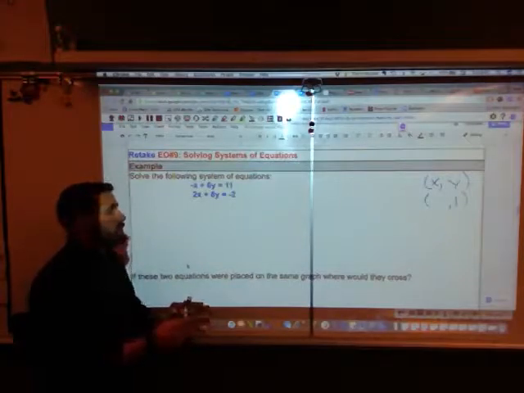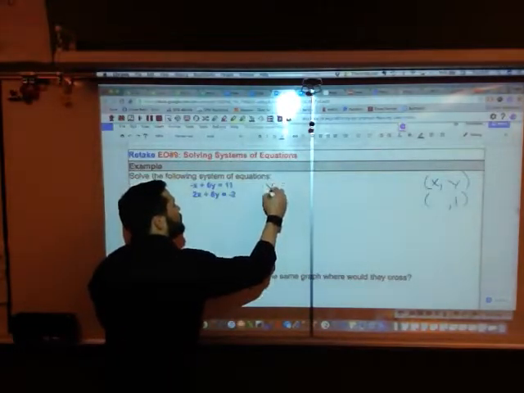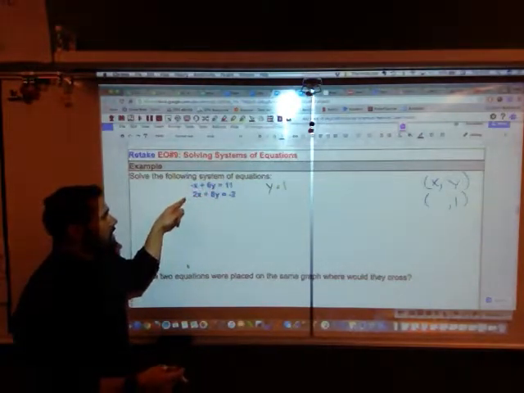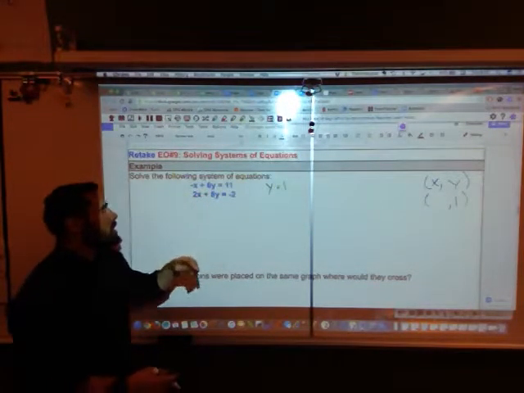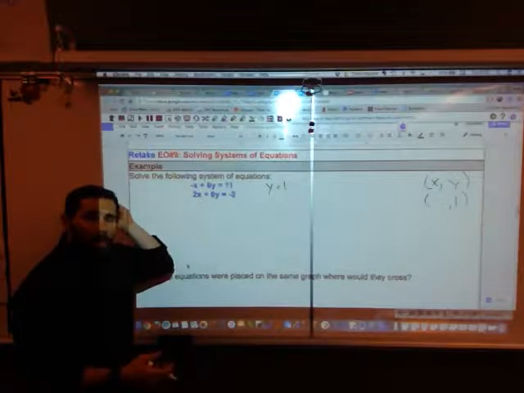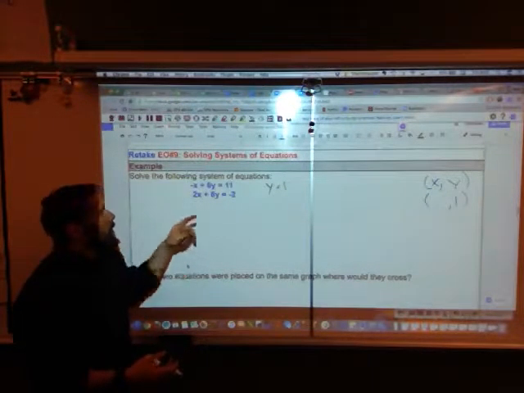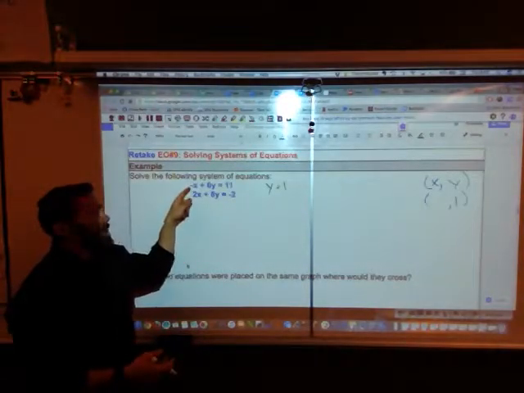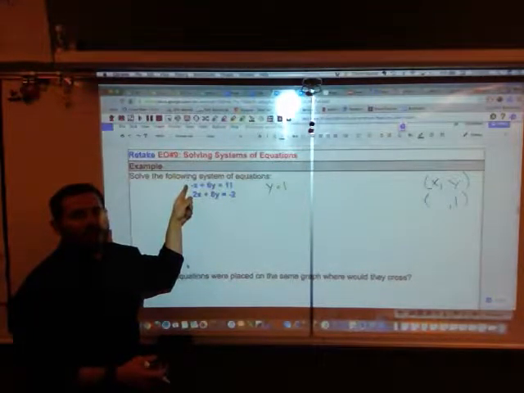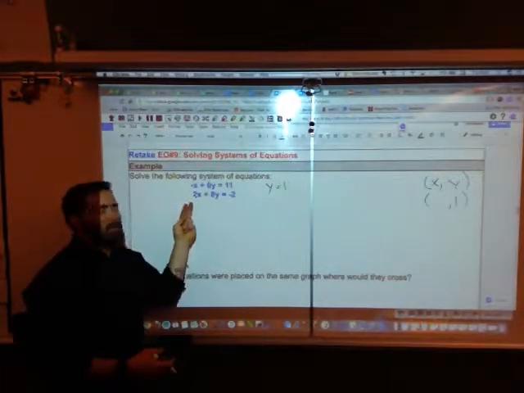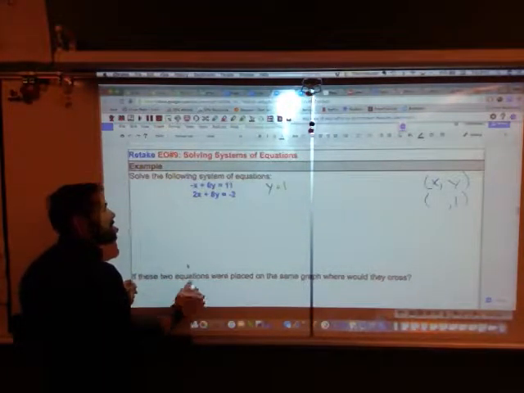I know what the y value is. The y value is a 1. I can take that y and plug it in here, or I can take that y and plug it in here. Doesn't matter. I'm going to go with the second one. I don't like this negative here, or this negative x. I like this because they're all positives, so I'm going to go there. They're bigger numbers, but I don't care. They're positive, so I'm going to stay with them.